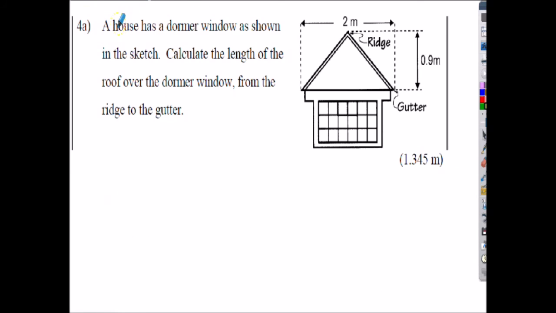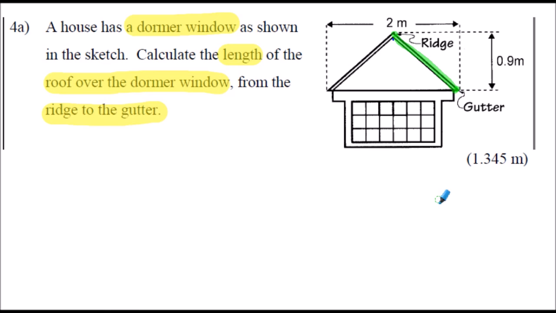Question 4a, we're given a dormer window of a house, shown in the sketch. We've got to calculate the length of the roof over the dormer window from the ridge to the gutter. Notice this is the ridge shown here, this is the gutter shown here. So we're trying to find this length highlighted in green. Just note for reference that the roof over the dormer window is actually an isosceles triangle, where this side and this side of the roof are the same length.